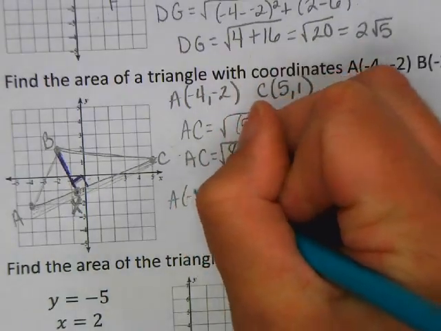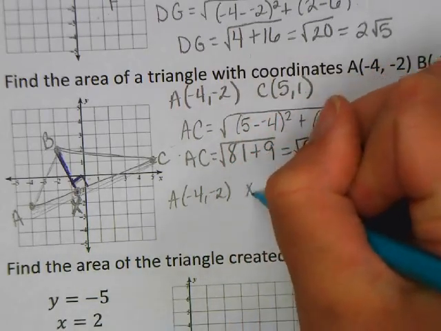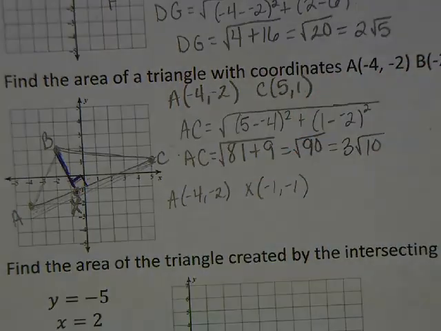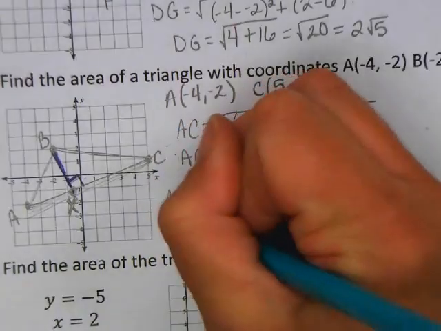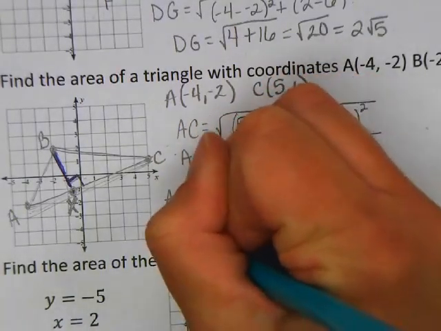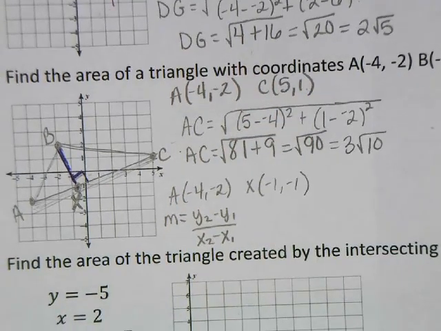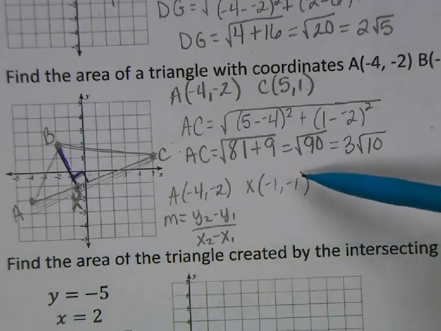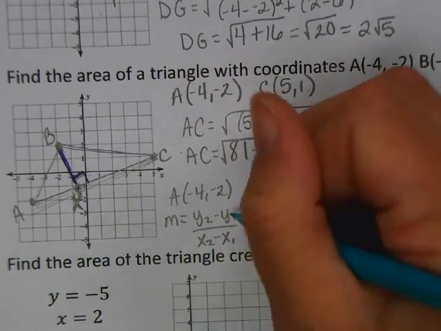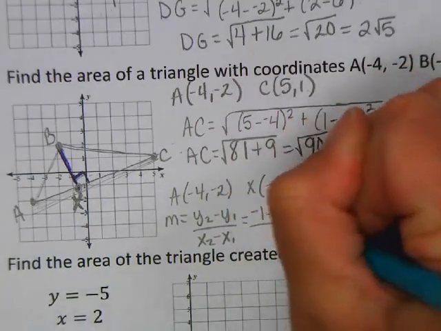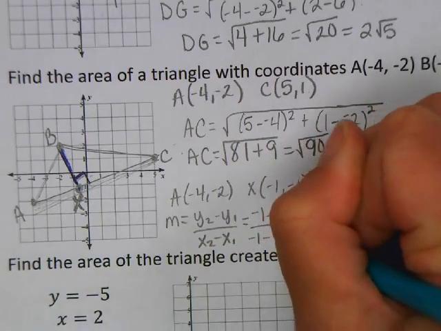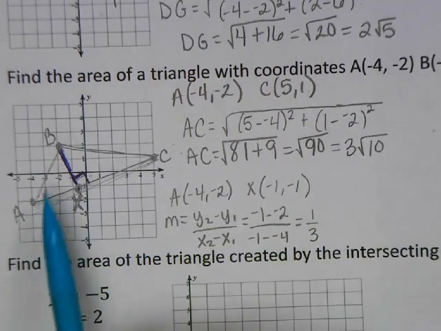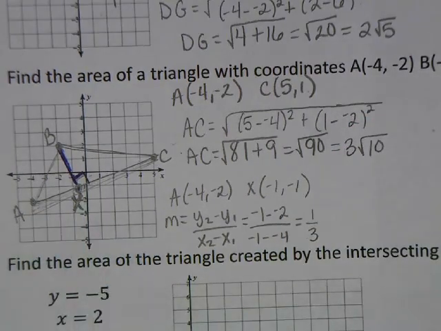So point A is -4, -2, and like I said, X looks like it's at -1, -1. So I'm going to apply my slope formula. For those of you that forget, it's y2 minus y1 over x2 minus x1. I'm going to apply that formula just to make sure that these are perpendicular. So y2 minus y1, I'll have -1 minus -2. x2 minus x1, I'll have -1 minus -4. So that gives me 1/3 as my slope between point A and point X.